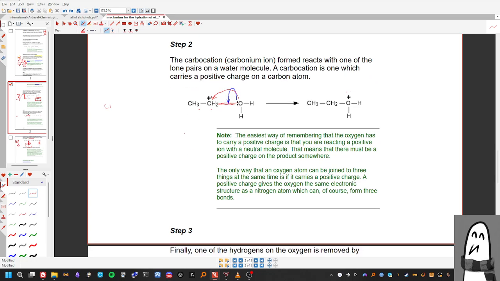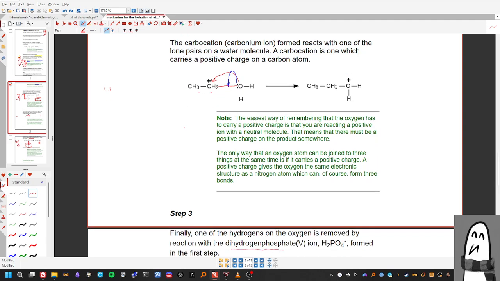And the only way the oxygen can be joined to three things at the same time is if it carries a positive charge. Because OH is fine bonding to two things, but when O is bonding to more than two things, it's now a positive charge. So a positive charge gives oxygen the same electronic structure as the nitrogen atom, which of course can form three bonds. Yes, this is what I meant.